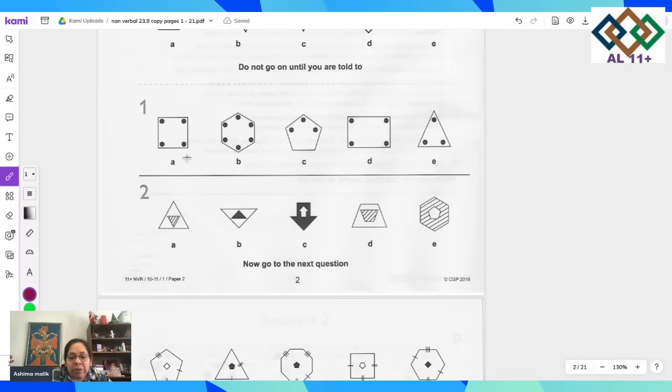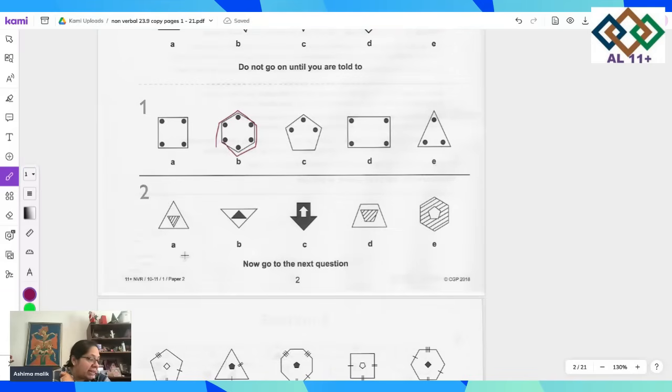Like in this one, number one, all the figures have the same number of dots. If you look at the dots, they are the same except one of them, same number of dots and the number of sides. So this is very common. You might have something like this one, where the sides and the dots are the same. If you look at the first one, it has four sides and four dots. If you look at the B, it has one, two, three, four, five, six sides and six dots. In this way, you'll find your answer would be a C.